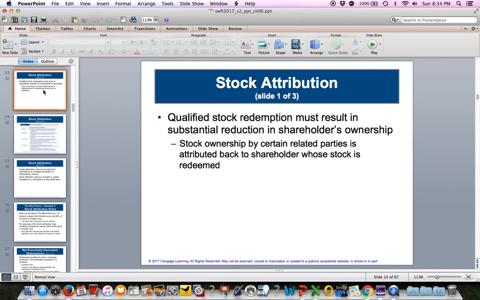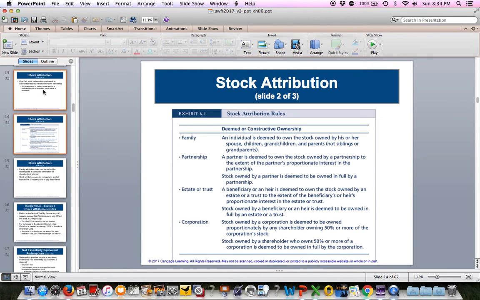So let's talk about stock attribution. A qualified stock redemption must result in a substantial reduction in a shareholder's ownership. The stock ownership by certain related parties is attributed back to the shareholder whose stock is redeemed. So here are some examples of the rules for stock attribution. It's Exhibit 6.1 in your book, and it says that if you're a family, a partnership, estate, or trust, then what are the rules for attribution? Is it deemed or constructive ownership? And you can see what those rules are right there.